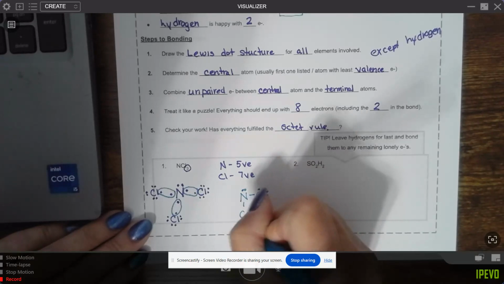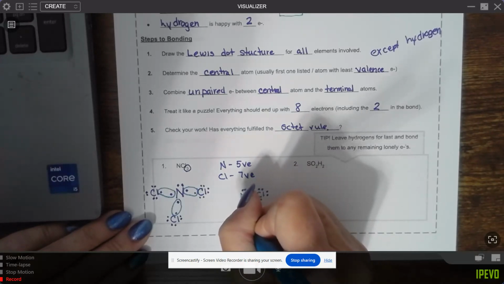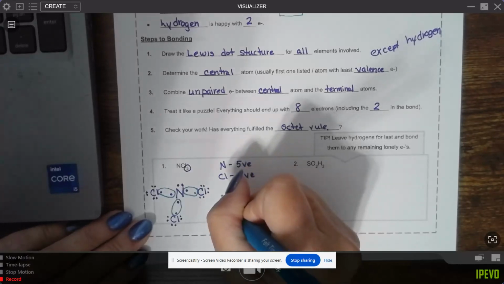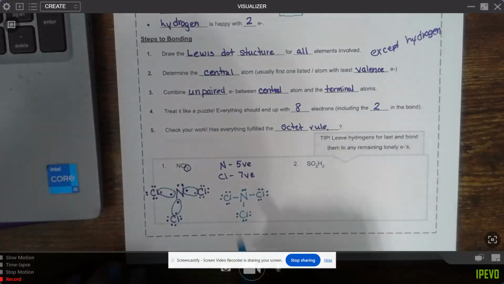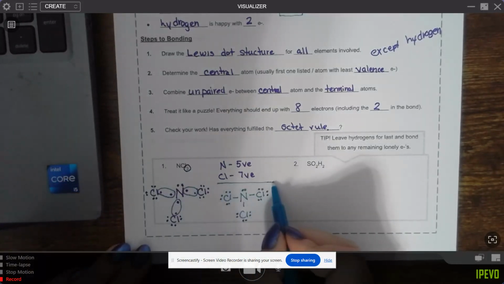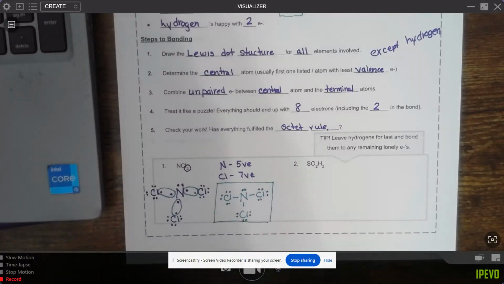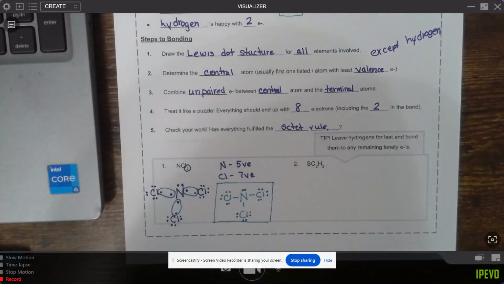And you've got to include all of the non-bonding electrons as well as the ones that are in the bond. So this is going to be my final Lewis structure for NCl3. Okay, let's try another one.